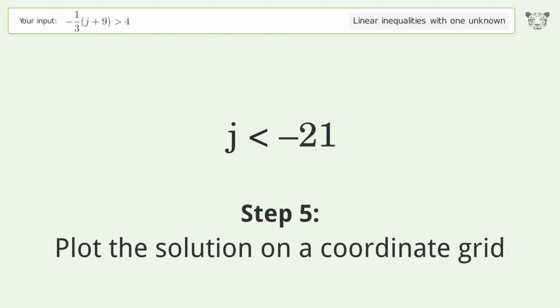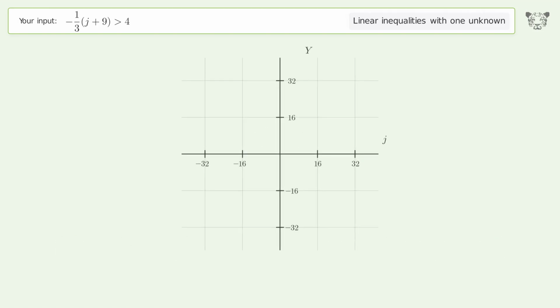Plot the solution on a coordinate grid. And so the final result is j smaller than -21.